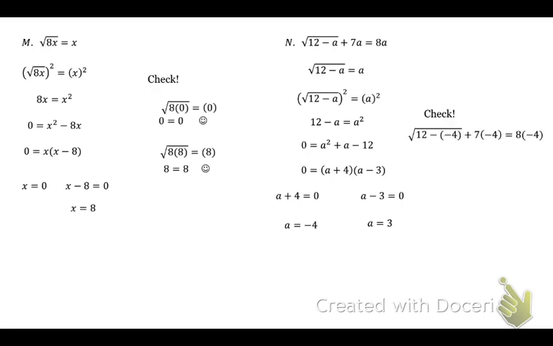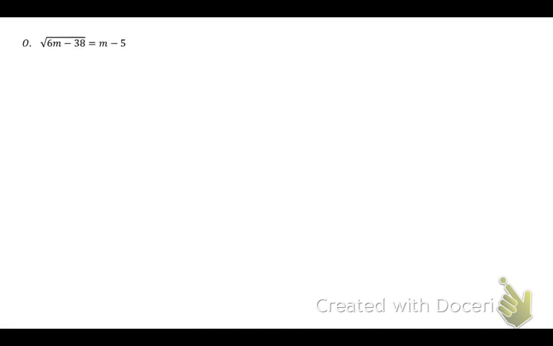Plug these in to check. When you plug in negative 4, you get negative 24 equals negative 32. That is not true, so we are sad. And that is gone. Okay, let's plug in 3, see if 3 works. You get 24 equals 24. Hooray. Smiley face. Yep. So a equals 3 is our answer there.